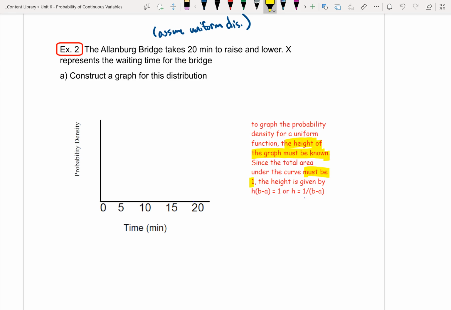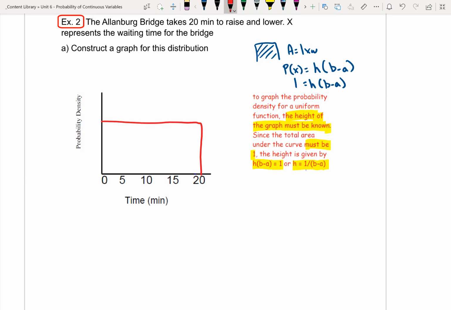So again, that's where we get these values. If I look at my graph, I know it has to form a box. So I'm just going to draw my box like so. So basically I have ranges from 0 to 5, from 5 to 10, and from 10 to 15. Those are my range of values. But I need to figure out what my height is on my graph.